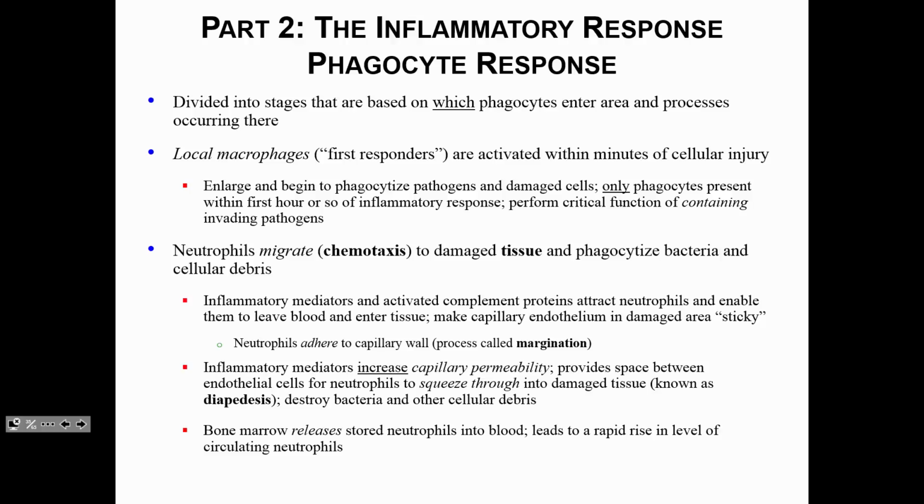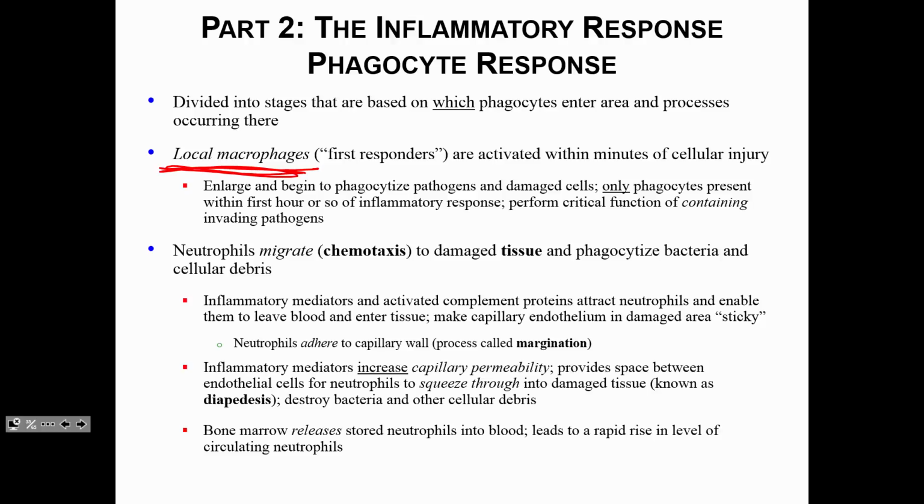Only the phagocytes that are there within the first hour of the inflammatory response can perform really critical functions of containing the invaded pathogen. So once these local macrophages are activated, they're really going to focus on containing the pathogen, preventing the pathogen from invading any more cells and causing more damage. So that's what local macrophages are really tasked with.